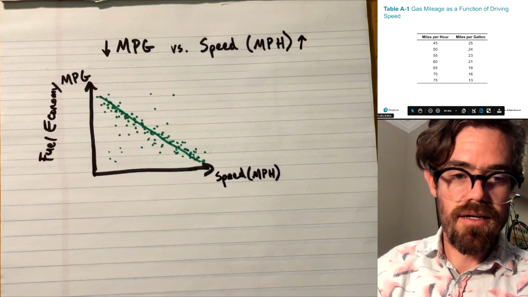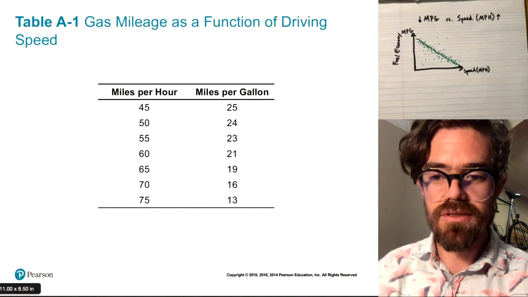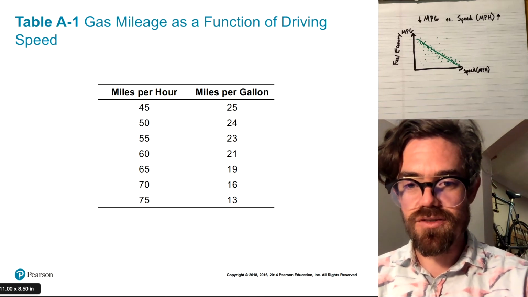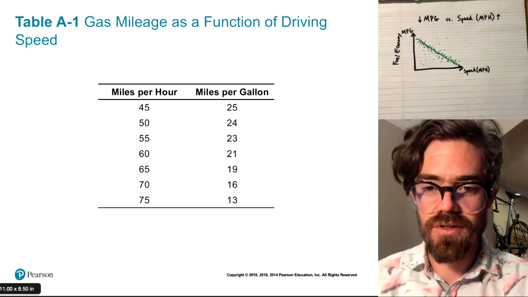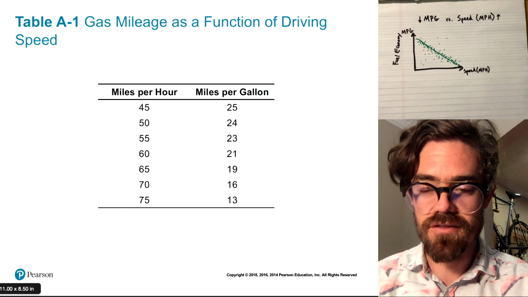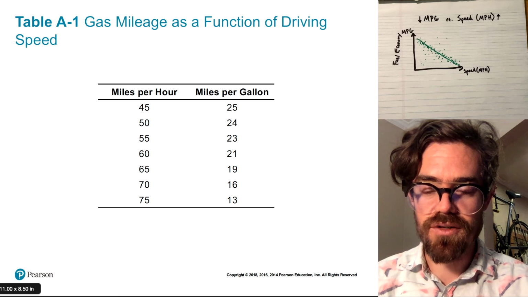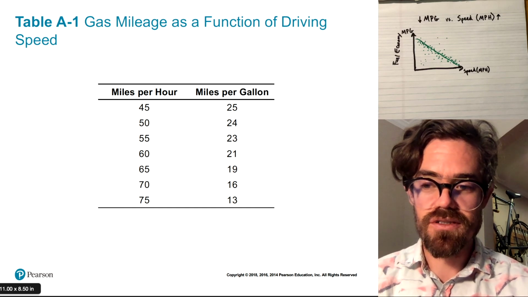All right. So let's take a look at some actual data, perhaps. Here we got miles per hour and miles per gallon. So there's our speed and our fuel economy. And as you can see, for increasing speeds, for higher speeds, the miles per gallon goes down, right? So there's your inverse relationship. One goes up, the other goes down. Miles per hour increases as you go down the table. Miles per gallon decreases as you go down the table. They move in opposite directions.